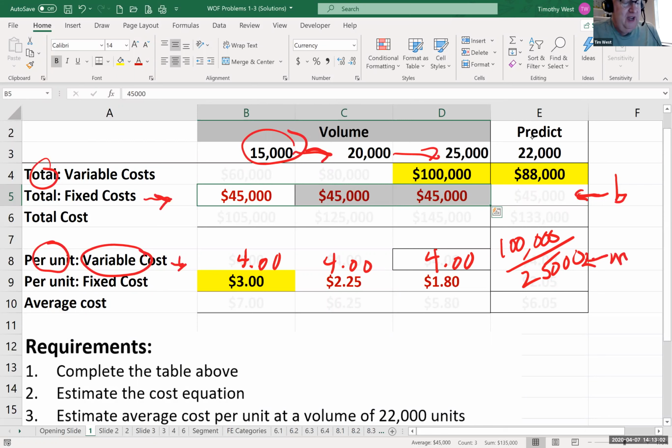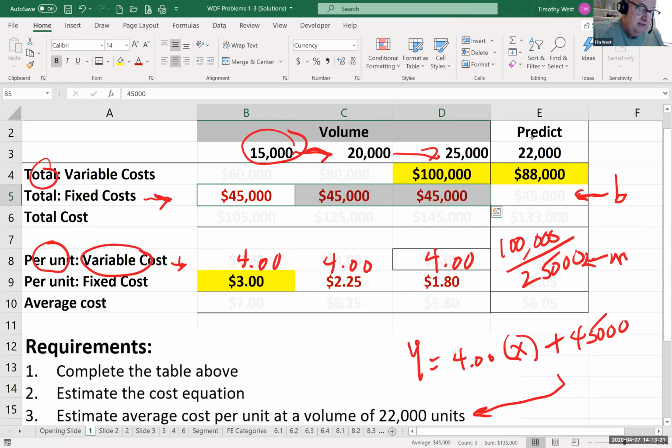And so once you have those two constants, you're thinking about this as the cost equation, and that's going to be y is equal to 4x plus 45,000. So once we get down to this question, you're going to predict cost. That's why that's valuable to me.